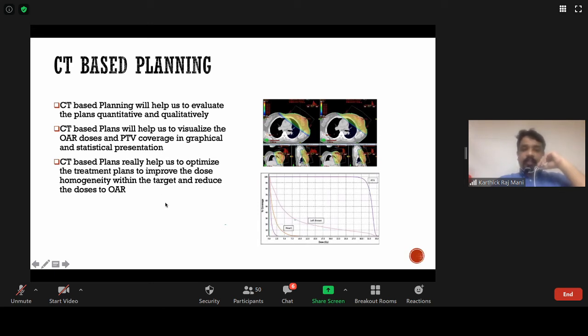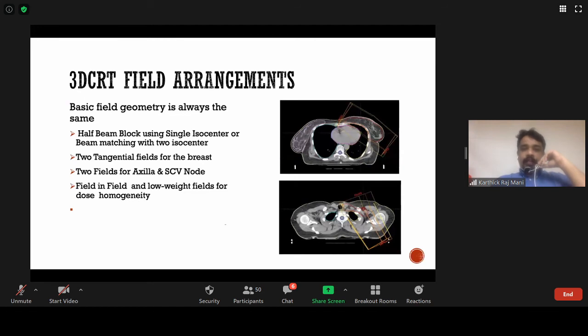Okay, so that CT doesn't really optimize, we can help to optimize the treatment plan and be able to give a more homogeneous dose to the target and reduce the doses to the OARs. Okay, let's start with beam arrangements in the radiotherapy planning.